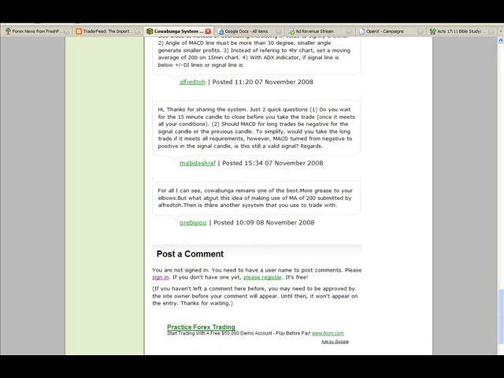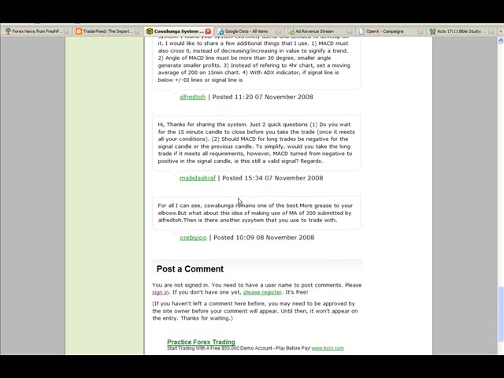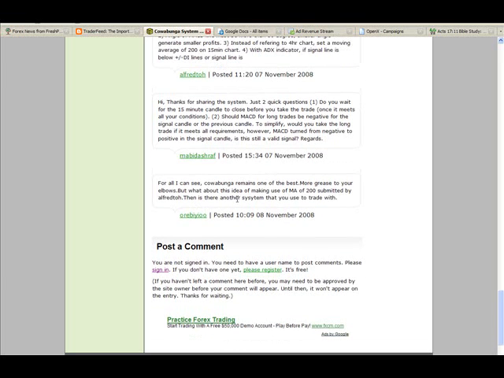Oh, Rebi, I can't really pronounce your name, but it's creative. You're just saying that Cowabunga remains one of the best. What about this idea of making use of the 200 MA submitted by Alfred? Yeah, like I said, definitely try it. For the purposes of this blog and just to stay consistent, I will keep the system as it was designed and tested thoroughly, so that people who have just come upon this blog will get the gist fairly quickly. So for the purpose of this blog, I don't add anything or take away anything. I keep it consistent with what I originally started it with. So I hope that helps.